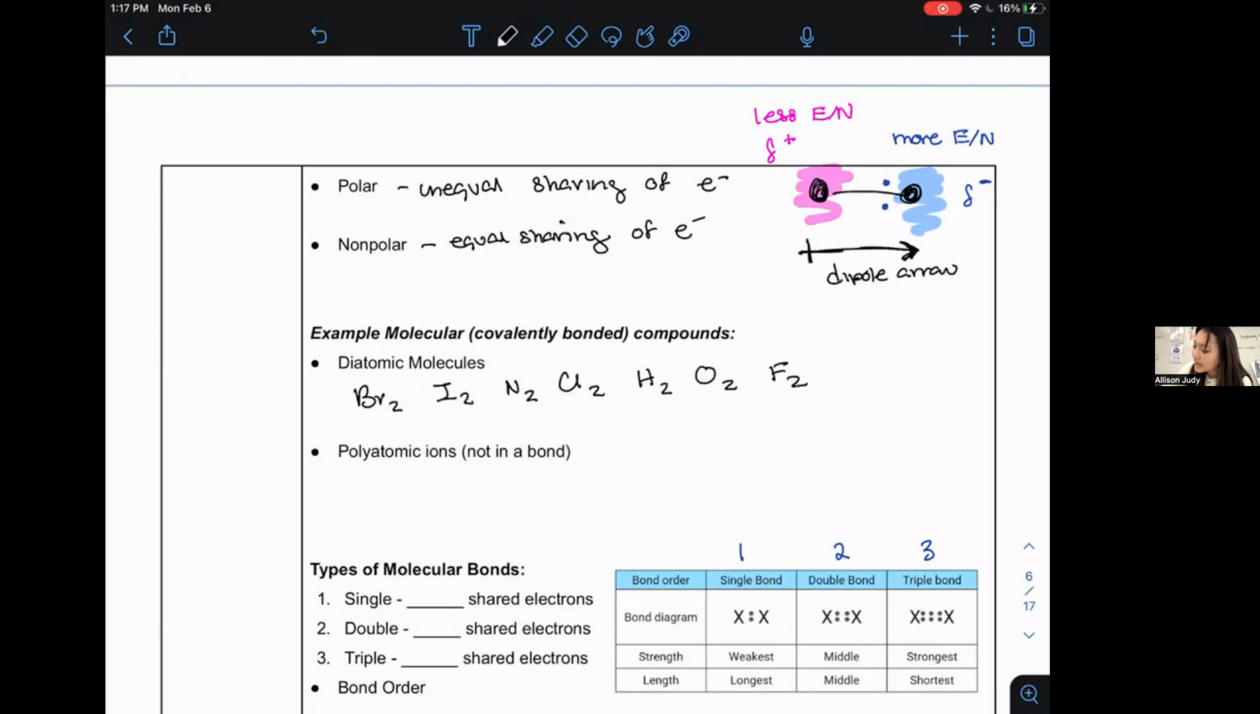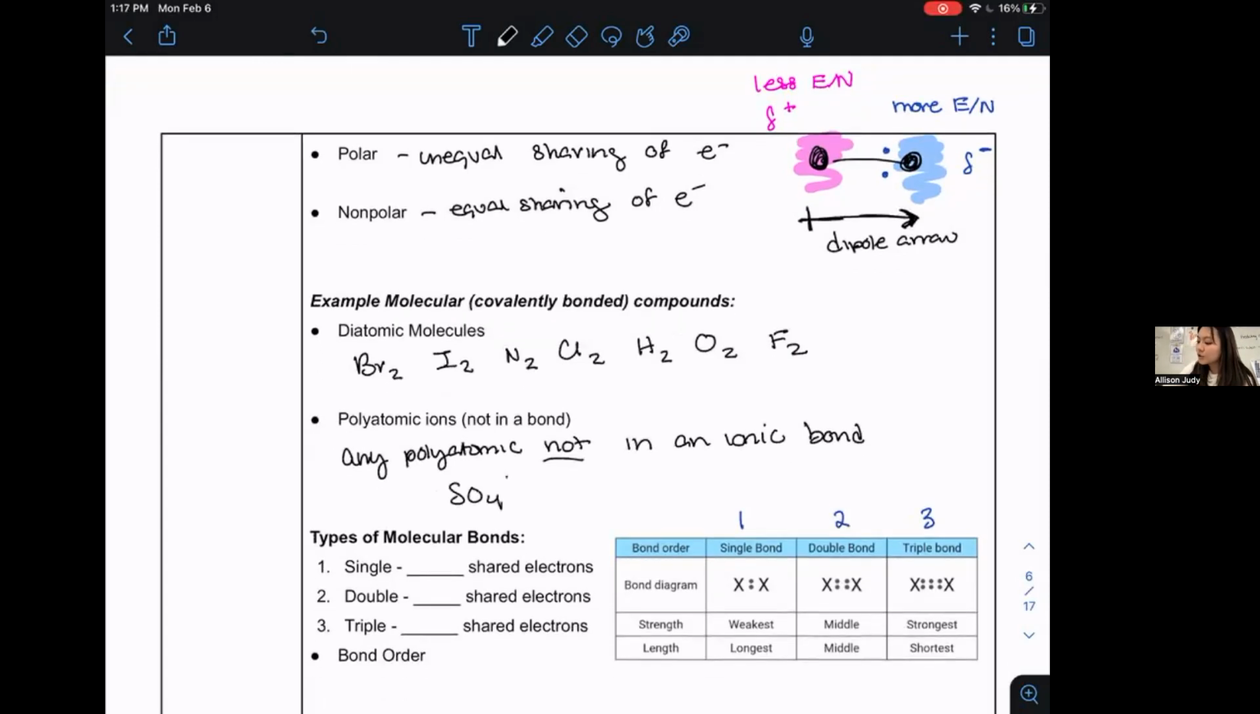Okay, so any polyatomic ion not in an ionic bond is covalent. So if I just wrote SO4 with a charge of 2 minus, that's a covalent compound. That's a covalent molecule. But the moment I write SO4 with a metal, a cation, now we treat it like an ion. Now we characterize it as an ionic portion.